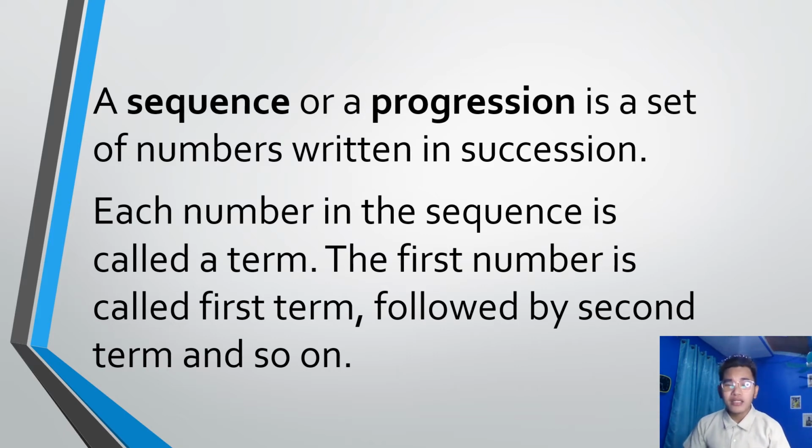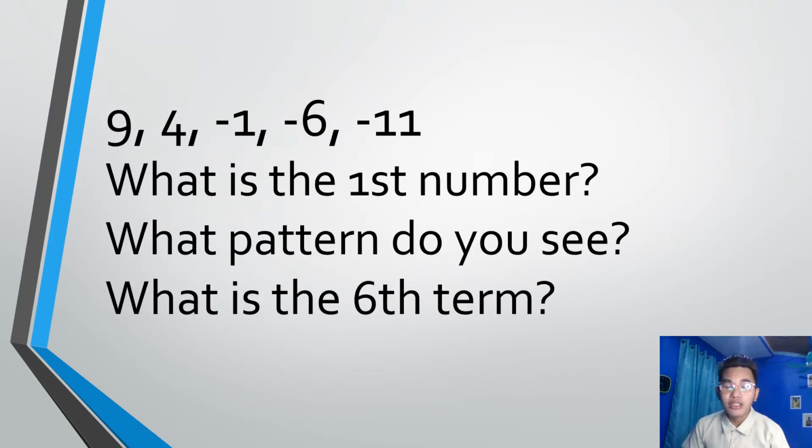So unsa ang tawag anang number nga matag nga gasunod-sunod mo na gitawag og term. The first number is called the first term, followed by second term, and so on. So for example here, we have 9, 4, negative 1, negative 6, and negative 11. So the first term there is 9, of course. So this is what we call the first term. Kaning 4, mo ni ang second term.